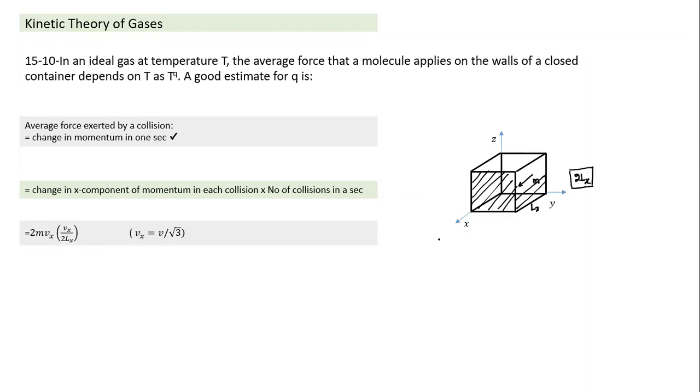How would I calculate the number of collisions in a second? It travels a distance vx in a second. Suppose vx is equal to 300 meters per second, and the x dimension of the cube is 1 meter. It means every time it has to travel a distance of delta x equal to 2 meters, and for every 2 meters it will have one collision, which is 2 into Lx. What is the number of collisions? vx divided by 2 into Lx. That's the number of collisions it will have in 1 second.